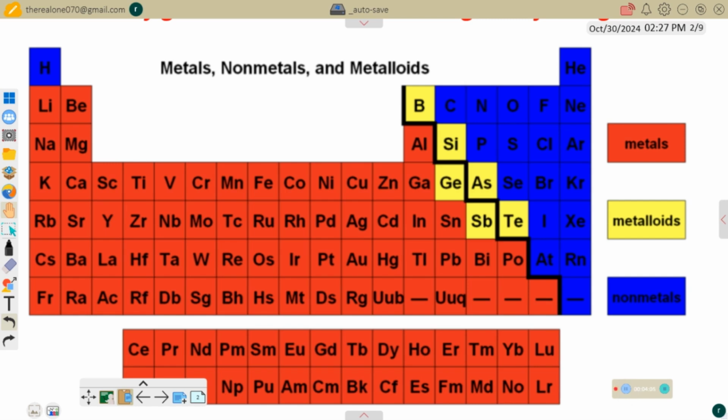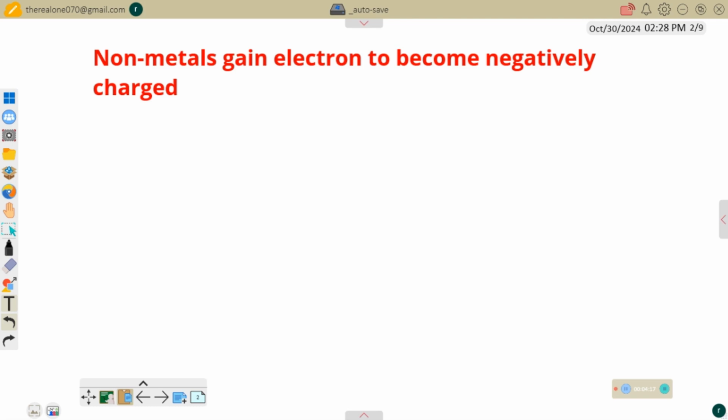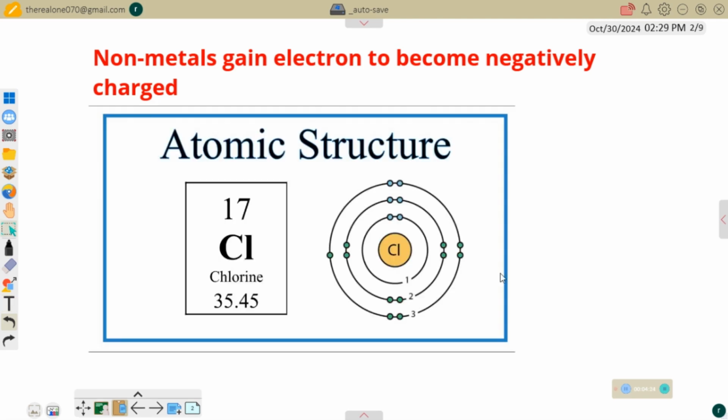Now, have you been wondering why it is that when a non-metal gains an electron, it becomes negatively charged? Let's explain what happens. Let's take chlorine as an example. Consider the atom of chlorine. This is the chlorine atomic structure. You can see that it contains 17 electrons. This 17 stands for the atomic number of chlorine, which represents the number of protons inside the nucleus. That means we have 17 protons, and since it is a neutral atom, it must also have 17 electrons revolving around it.